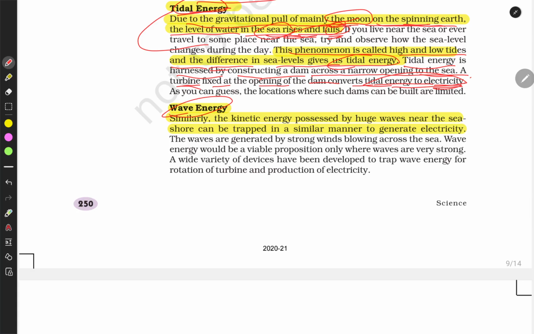Let's talk about wave energy. Similarly, as we use the rising and falling of water to create electricity, water waves can also be used. The kinetic energy produced by the huge water waves near the sea can be trapped in a similar manner to generate energy.